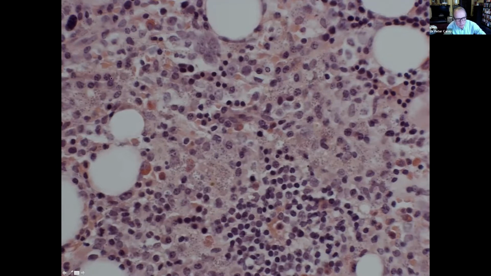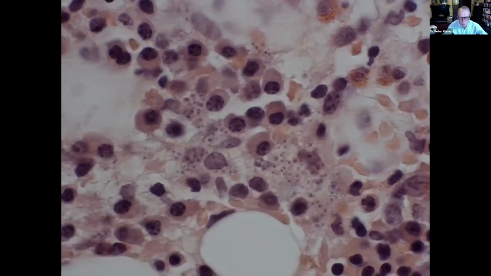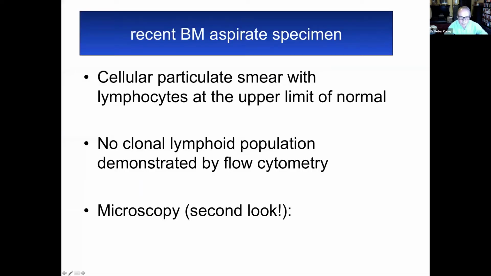and it immediately caused me to go through to the flow cytometry lab and say, where is the aspirate smear from this patient that we're looking at? And when we looked at that, you can almost start to see the detail here of these structures, but you go back to the aspirate, and all will be revealed.